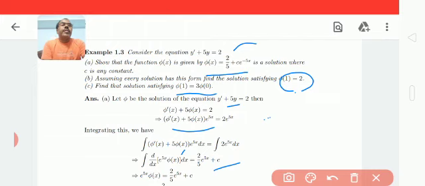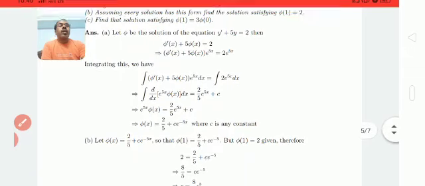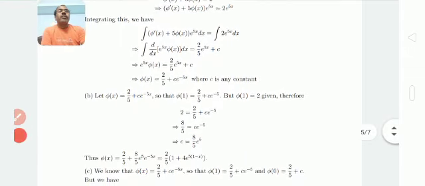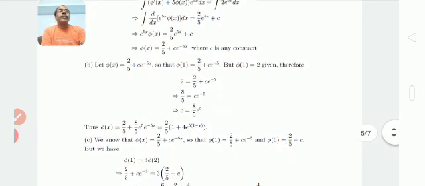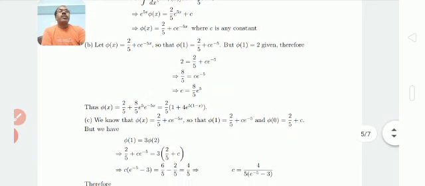And you just divide this expression throughout by e to the power x, e to the power plus x, not minus x. So that gives phi of x is equal to 2 plus c into e to the power minus x. So that is the solution of the given differential equation. And here you see that this involves an arbitrary constant c.